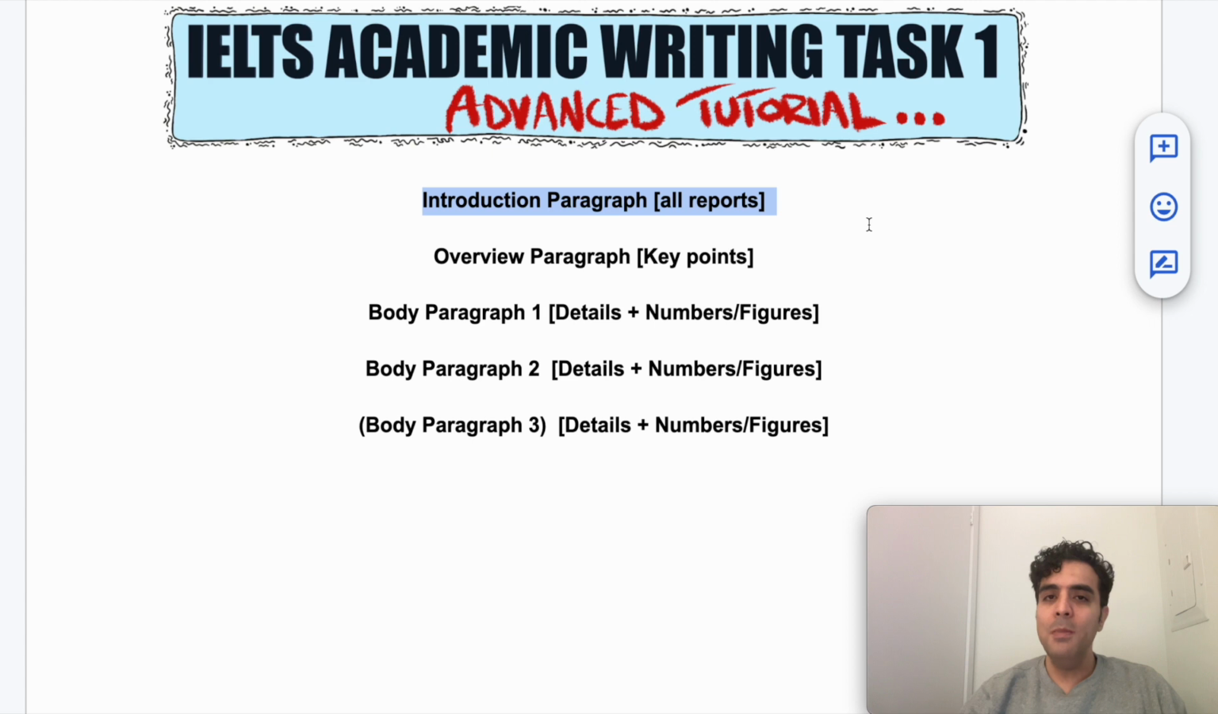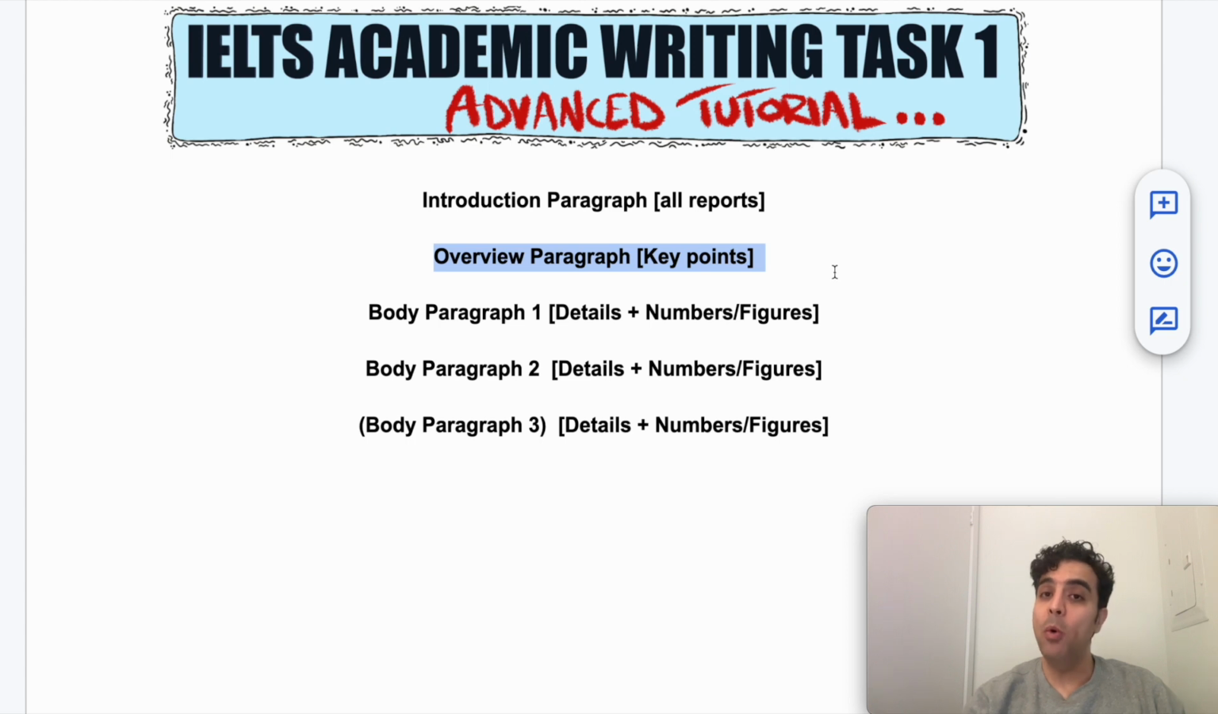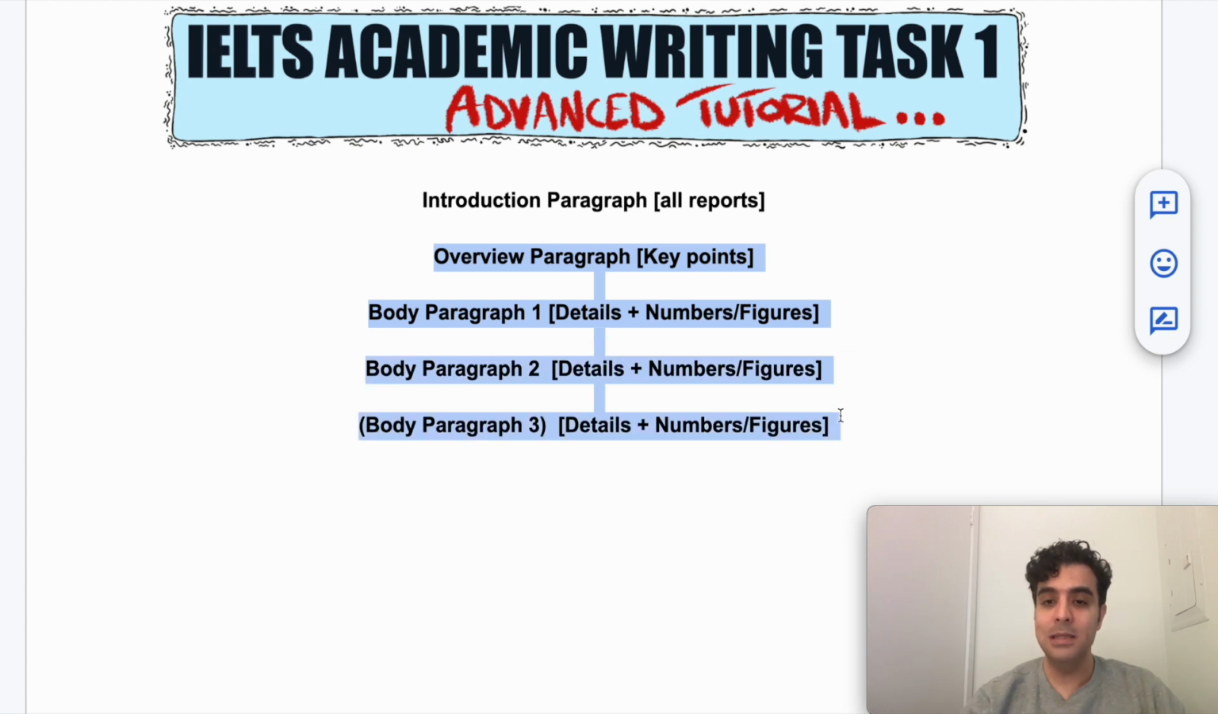But when it comes to writing the rest of your report, for example, how are we going to describe our key points in the overview paragraph? How are we going to describe those 2 to 3 sentences that we have targeted for the body paragraphs? So as you can see here, for writing these paragraphs that I've highlighted, the structures that you use depends on the type of data you're given.